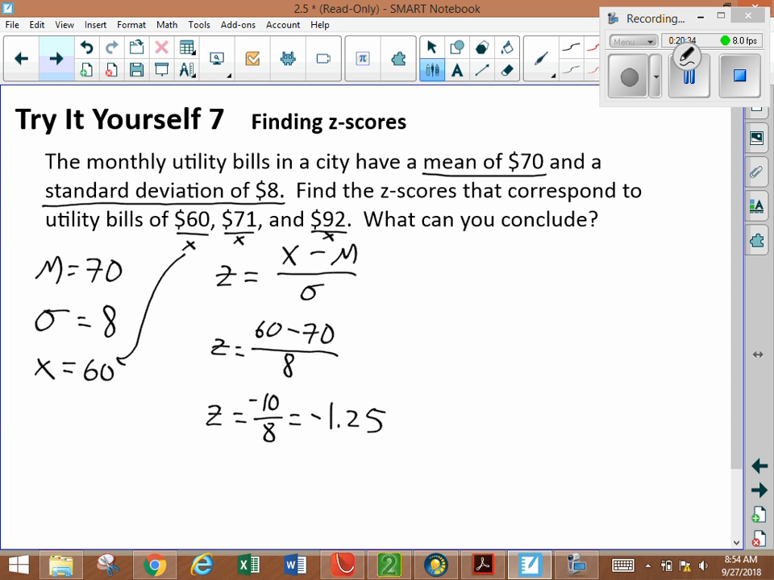What does that mean? How do we interpret a z-score? This means that this value of $60 is 1.25 standard deviations below the mean. Because this is negative, it's below the mean. If it was positive, it would be above.